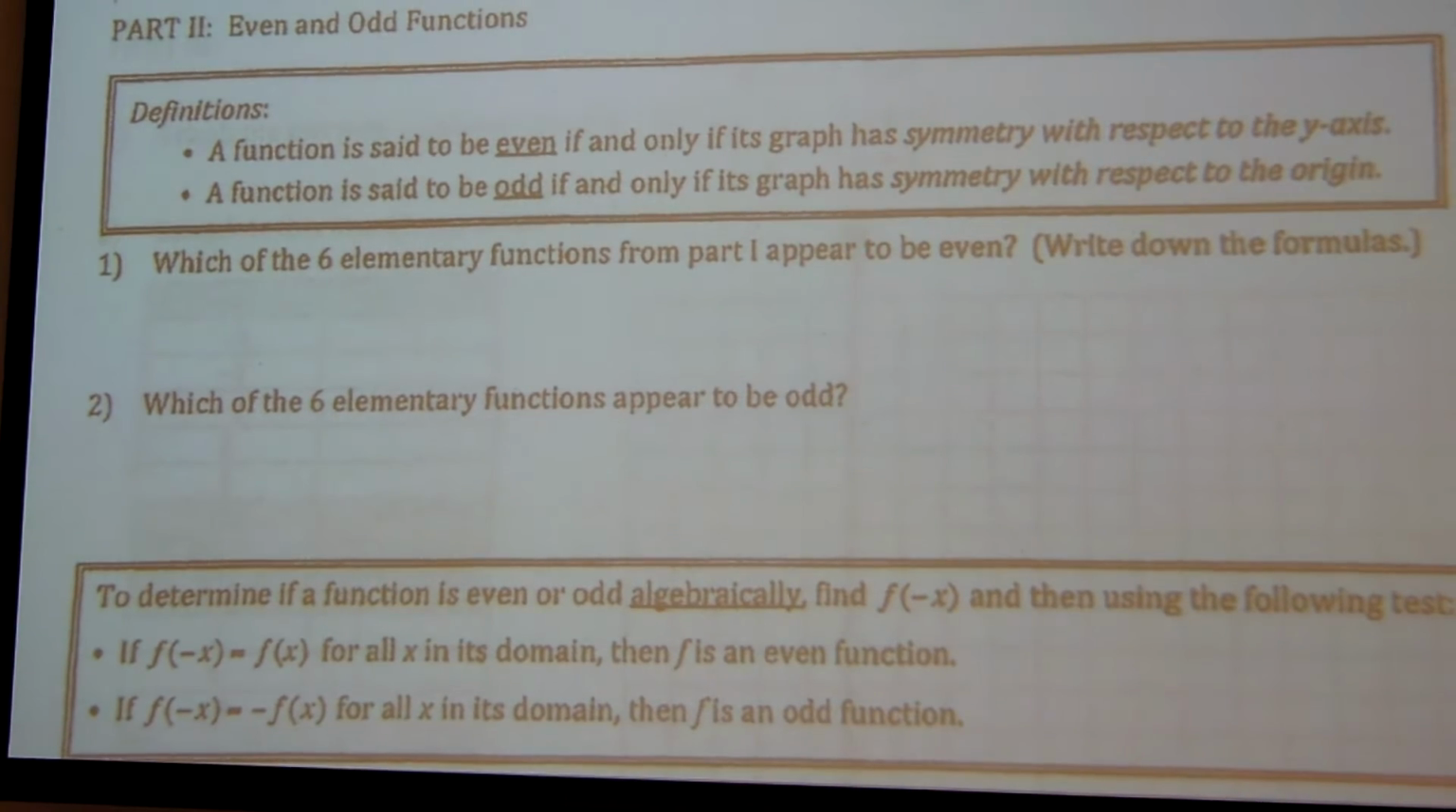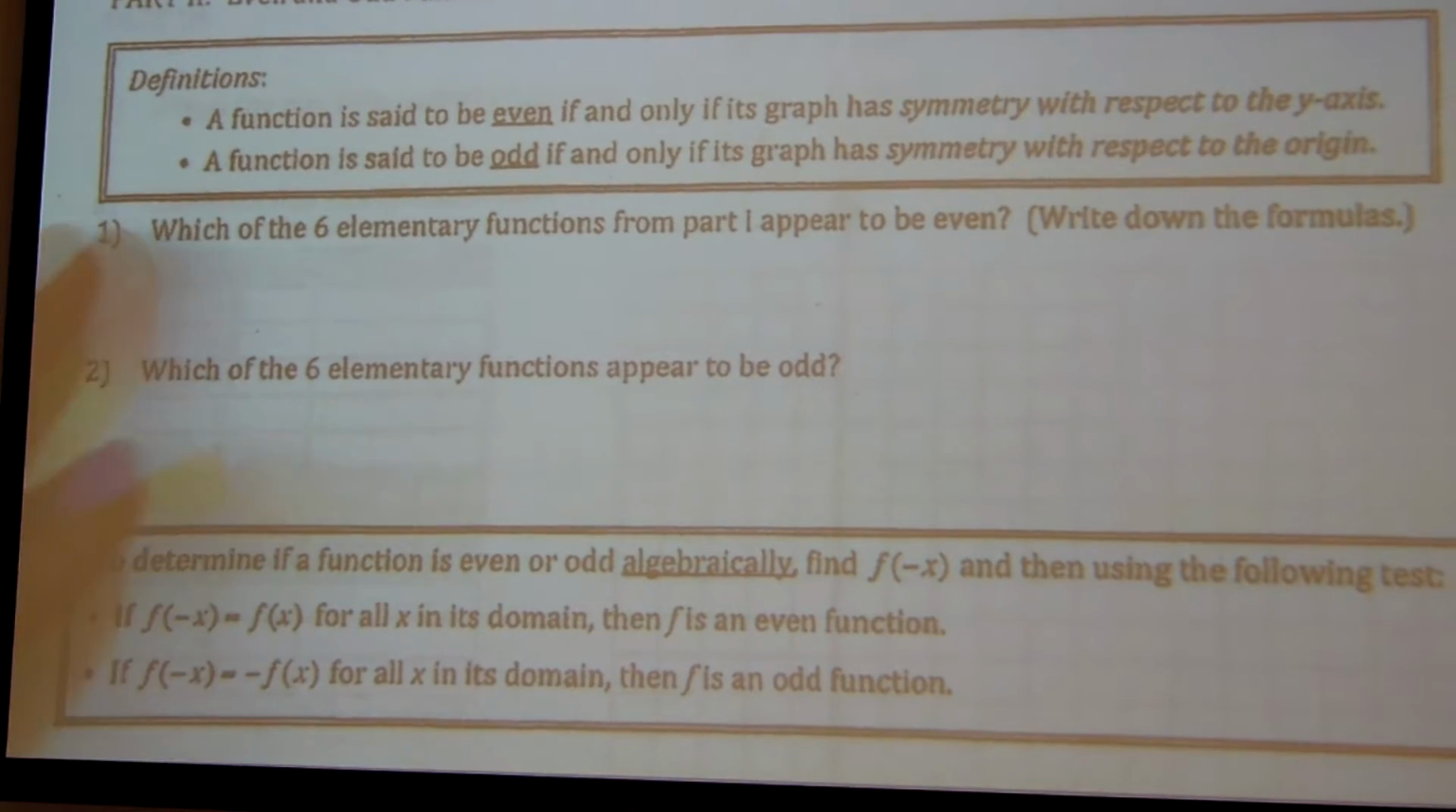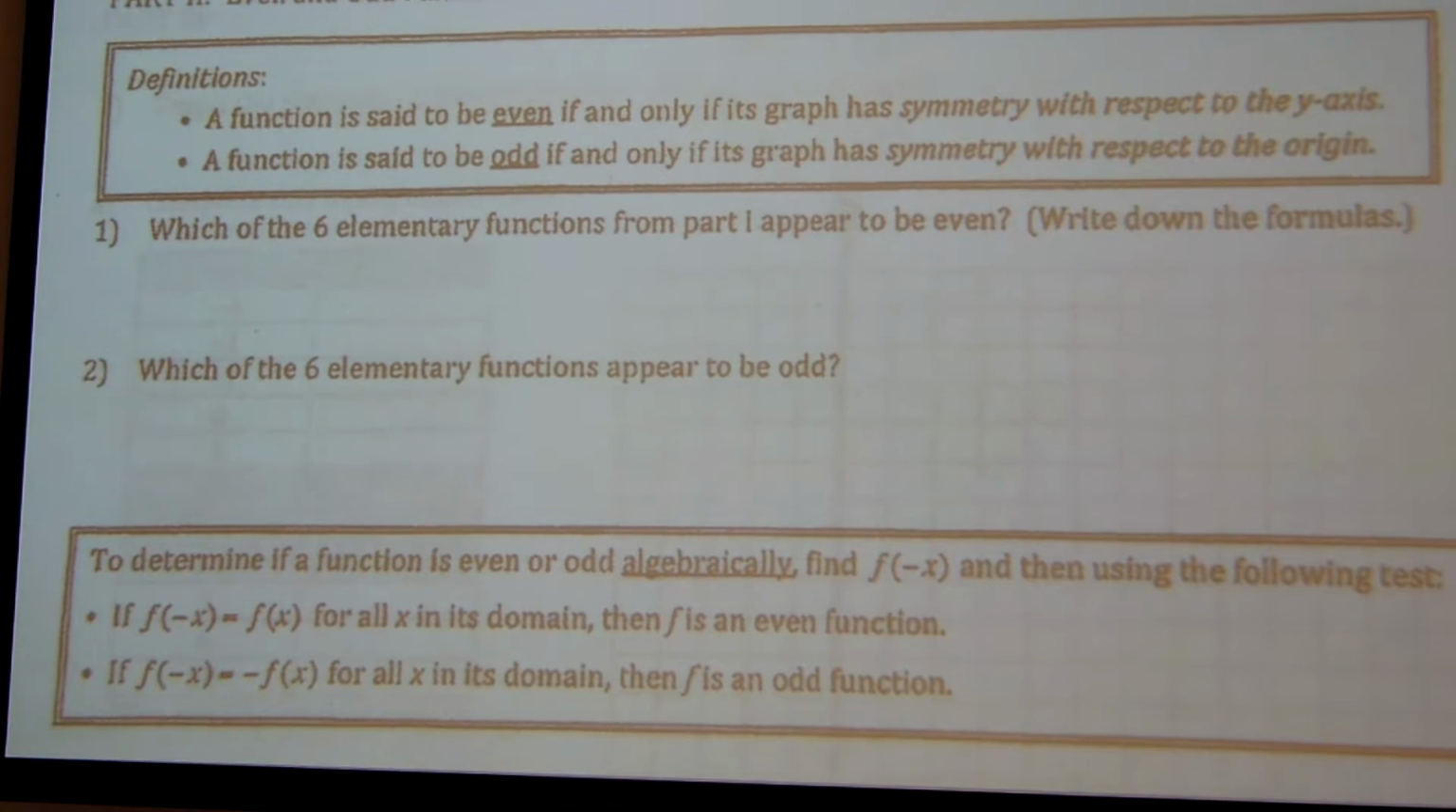And here we are back on this fourth page, part 2, even and odd functions. And so let's talk a little bit about even and odd functions. The definitions are written down here. A function is said to be even if its graph has symmetry with respect to the y-axis, and odd if its graph has symmetry with respect to the origin.